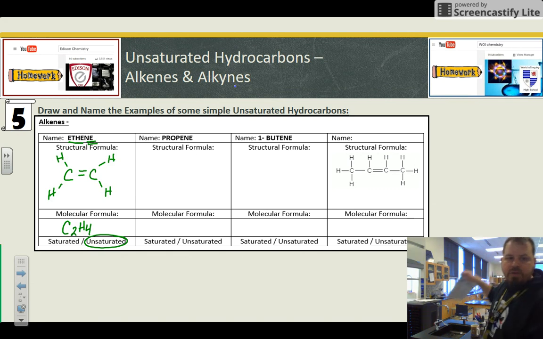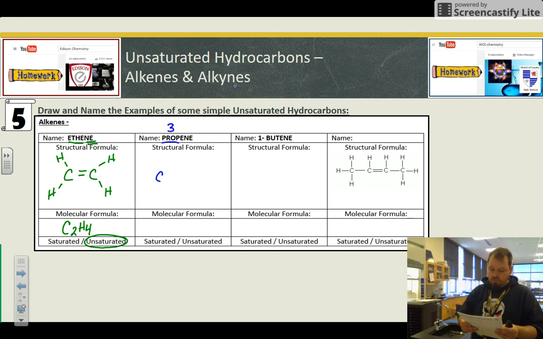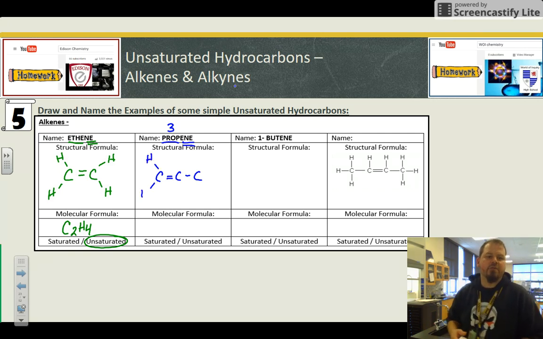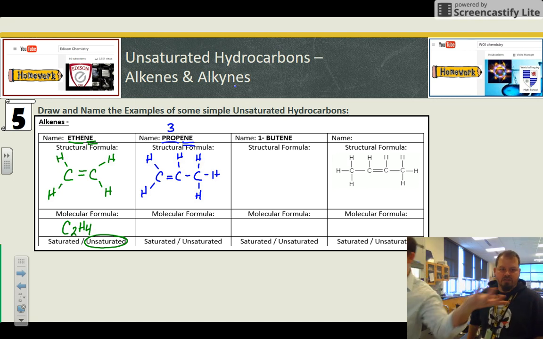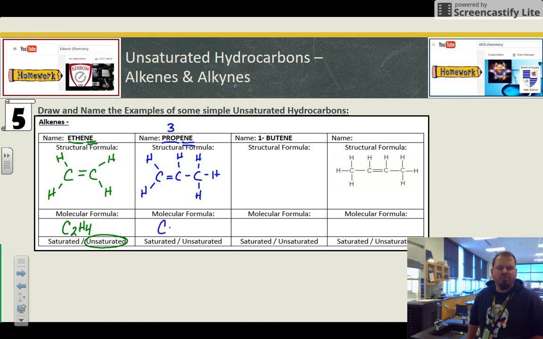Prop is 3. Double checking: prop is 3 carbons. Ene by convention automatically goes on the first carbon. We don't say 1 propene. We don't put the 1 in chemistry like that, because if you picked it up and rotated it, it'd be on the other side. It'd still be one. So the molecular formula is C3H6, and it is of course unsaturated.